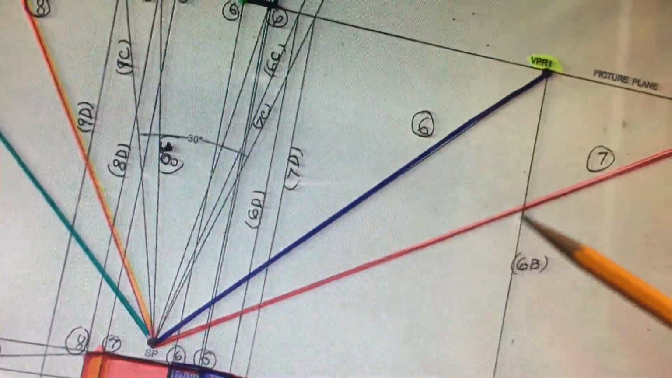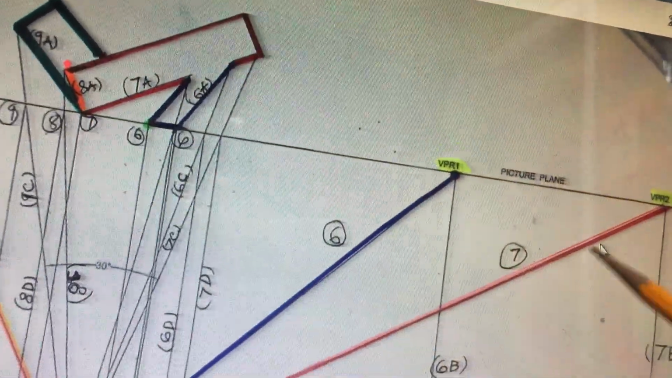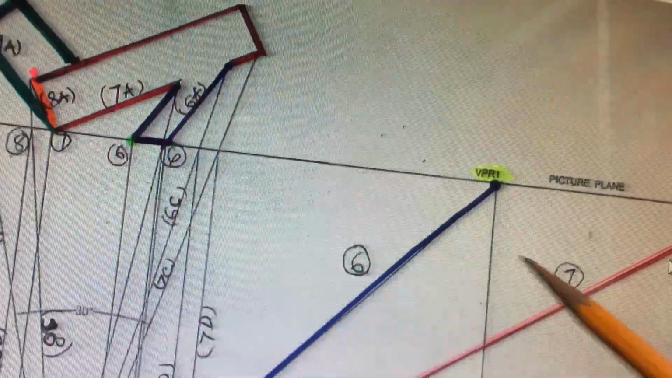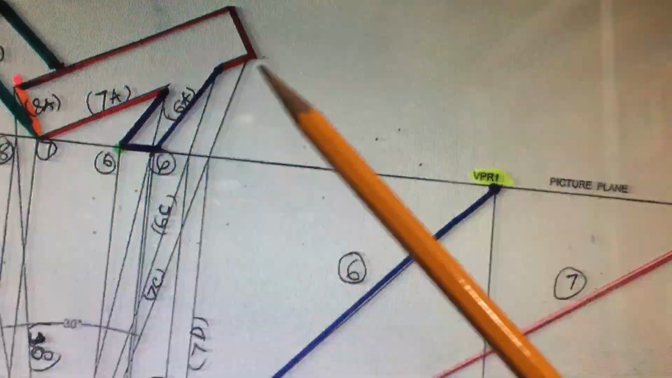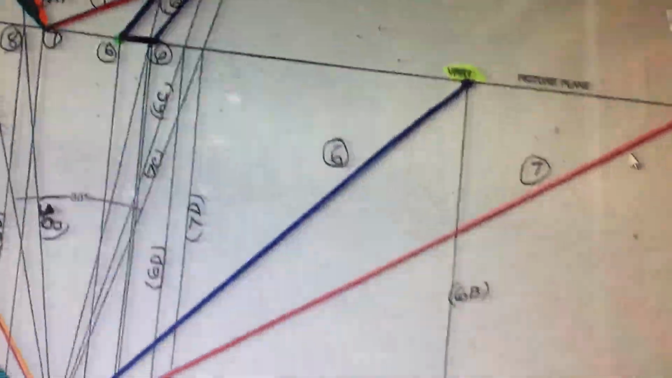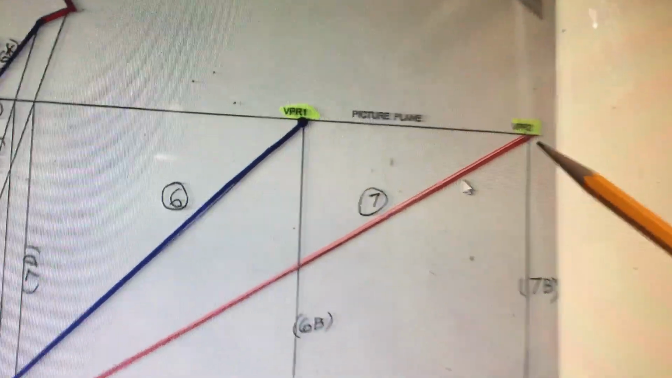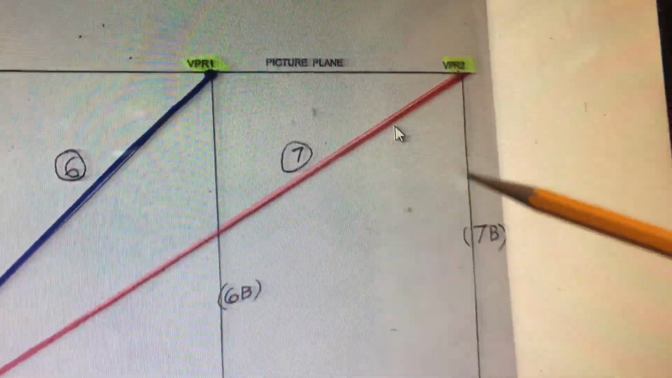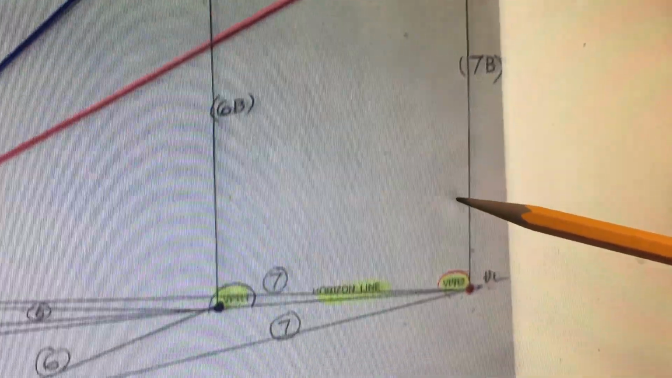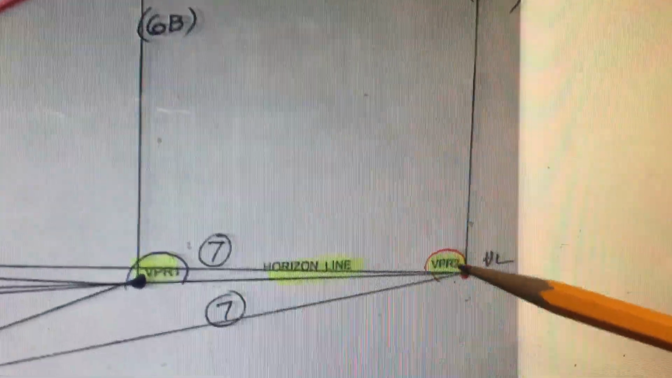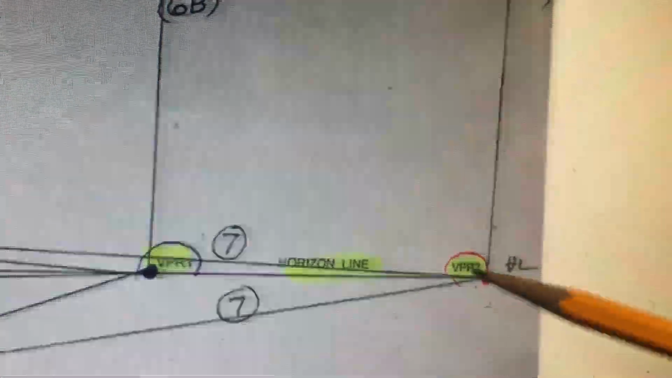After that, you create the line parallel with the red one, this is number 7. This is parallel with 7A. You see that? And you need to create this one. When you do the parallel like this, it cuts the picture plane. You drop down. I call that 7B. Drop down, and we create vanishing point number 2.